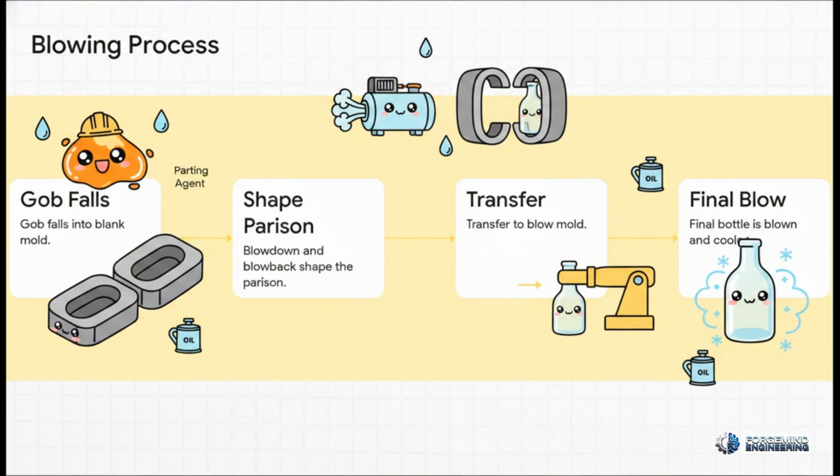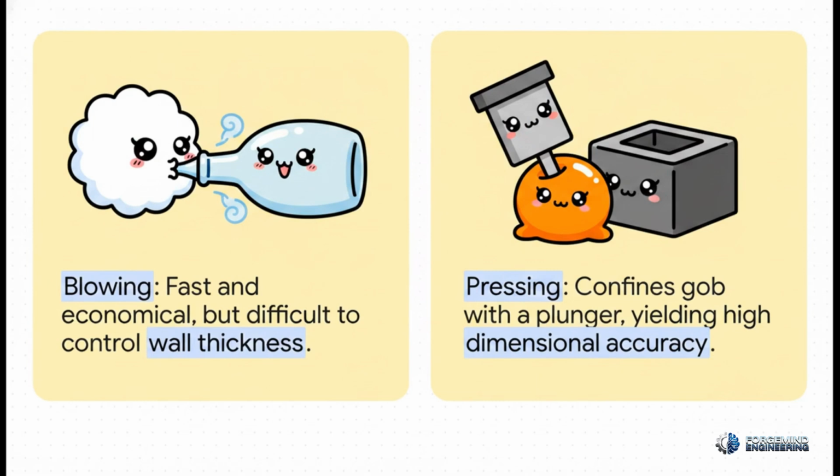We're using pressurized air to rapidly expand a hollow gob of glass, and to stop that glass from sticking and halting our production, we coat the inner mold walls with a parting agent, like oil or an emulsion. It's super economical and honestly impressively fast. So the crucial point here is choosing your manufacturing method based on what the part actually requires. Blowing is economical for high-rate production, sure, but it's pretty difficult to control wall thickness.